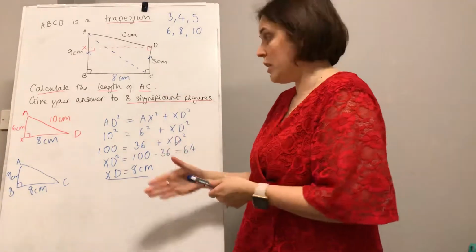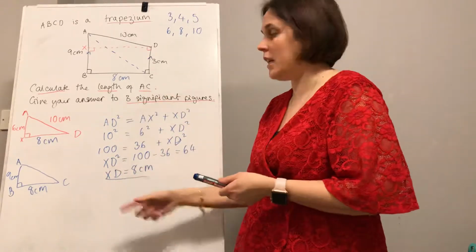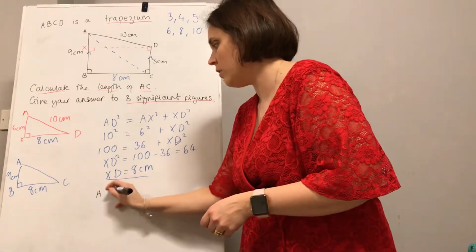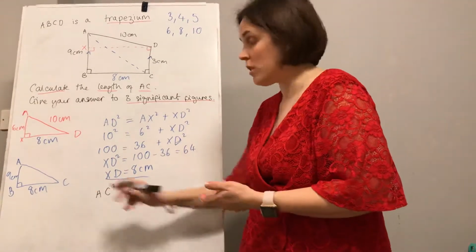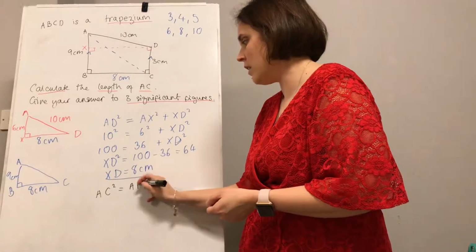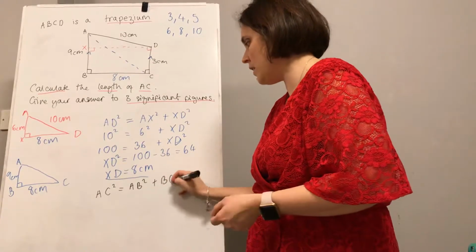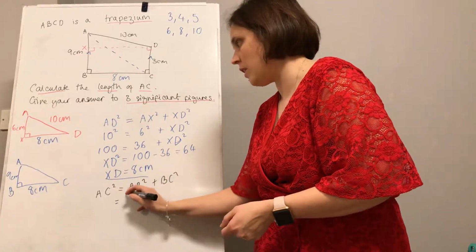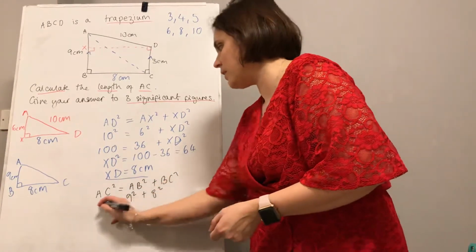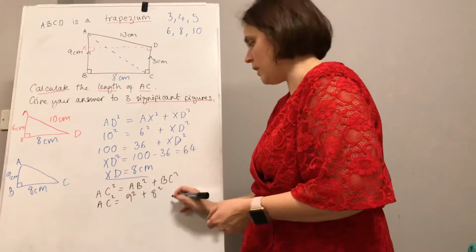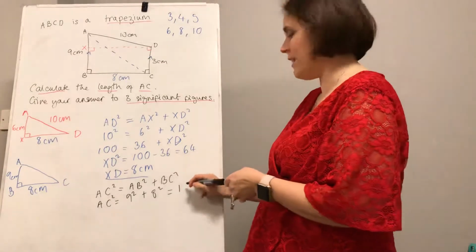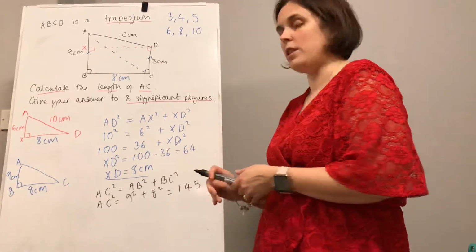So now we have enough information, and using the exact same technique we had here, we can now find the length AC. So, same as before, AC squared is the hypotenuse, it's opposite the right angle, it's the longest side, is equal to AB squared plus BC squared. Fill in the information, so AB squared is 9 squared, and BC squared is 8 squared. So AC squared is equal to that, and if you work that out, which you can do on your calculator or in your head, that works out to be 145.